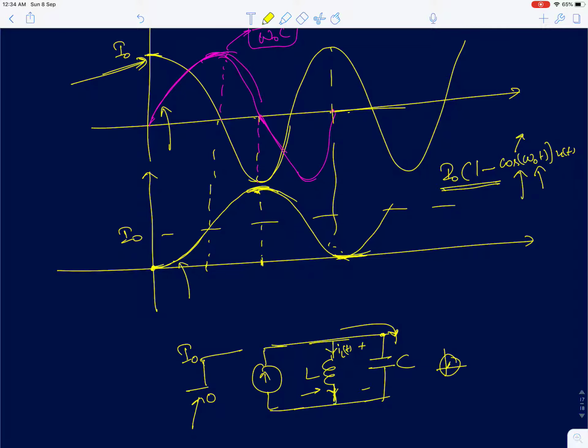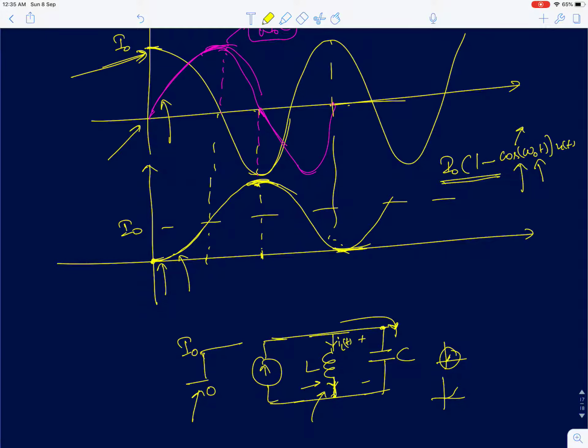And the current through the inductor will be the integral of the voltage across the inductor. So therefore, that will have a parabolic rise. So that's why the rise of the current will be much slower compared to the rise of the voltage across the capacitor. That's initially.